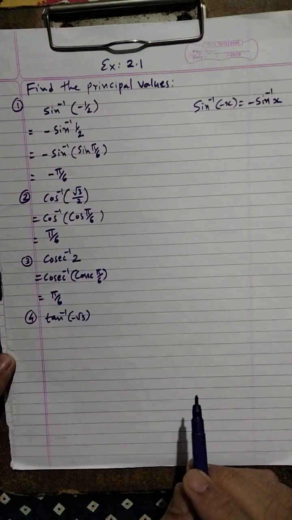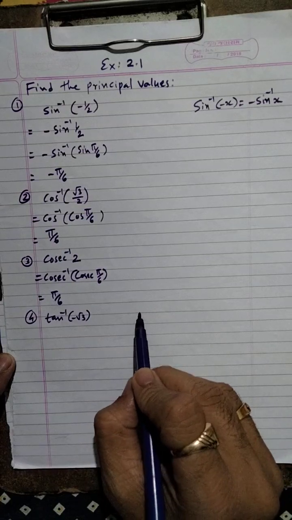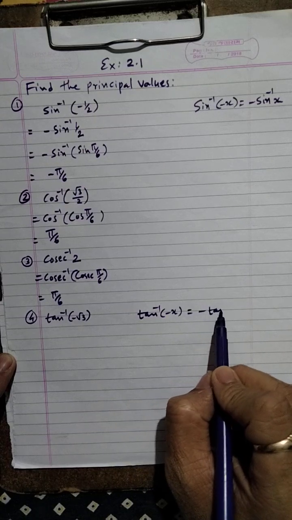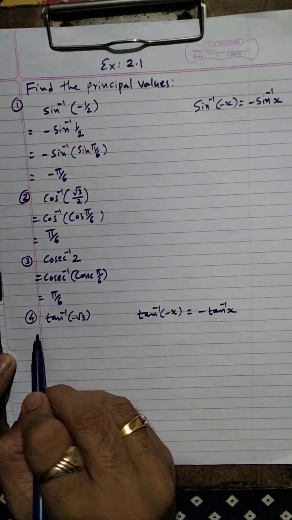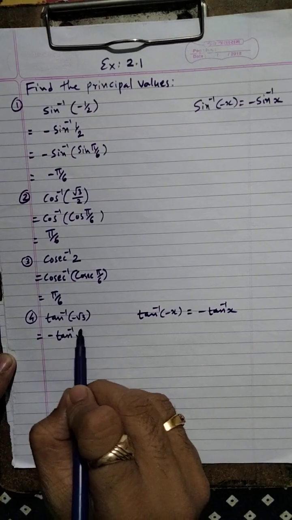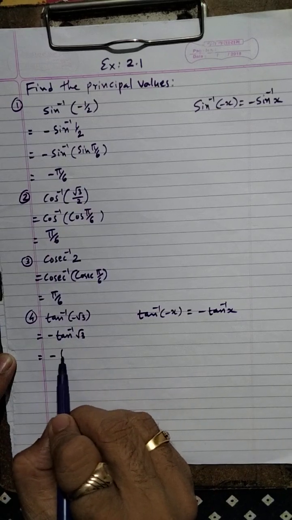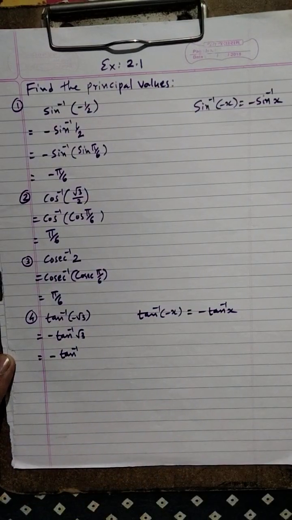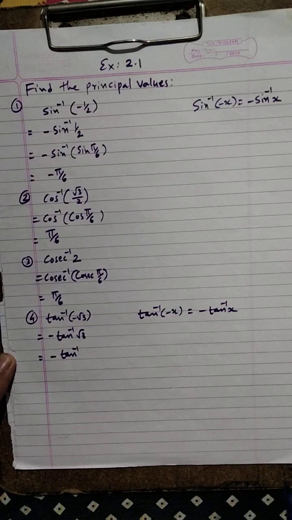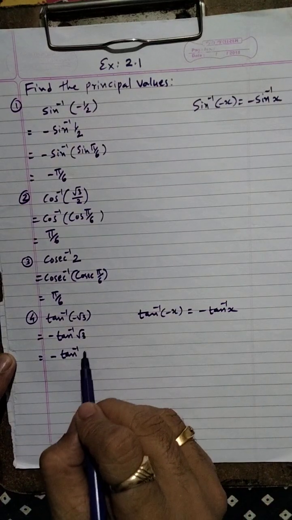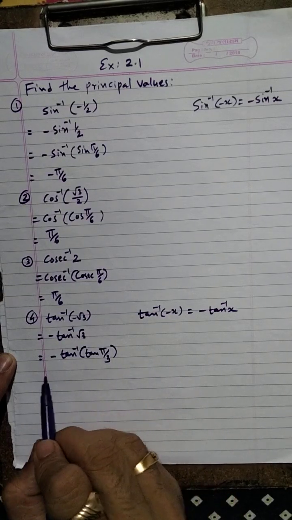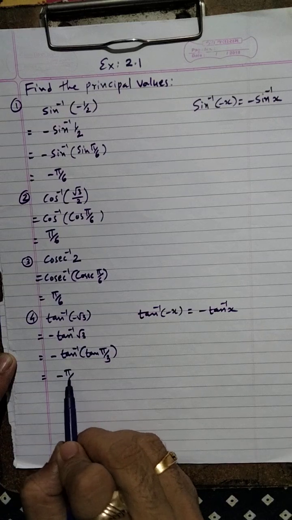Number 4, tan inverse minus root 3. Tan inverse minus x is equal to minus tan inverse x, here same property, minus tan inverse root 3 is equal to minus tan inverse. Instead of root 3, we can write tan pi by 3. So tan pi by 3, it is root 3. Tan inverse and tan will be cancelled. So minus pi upon 3.